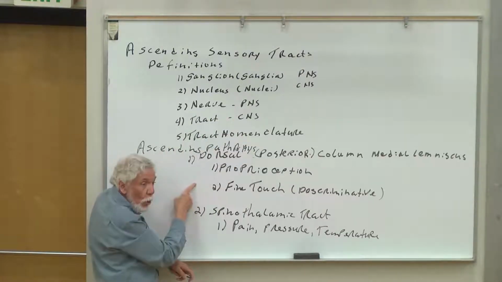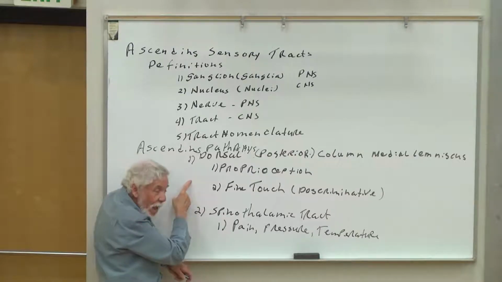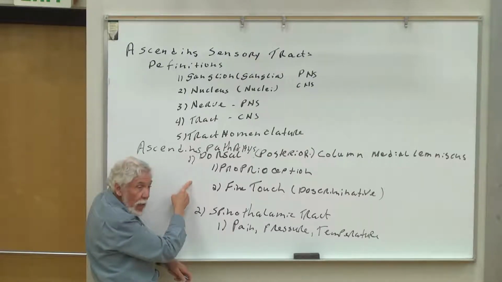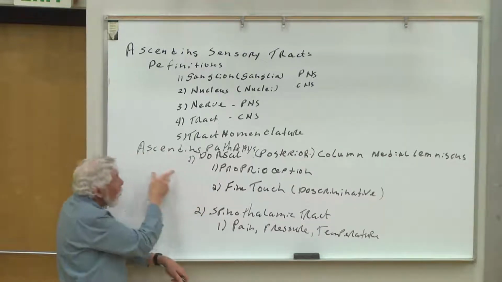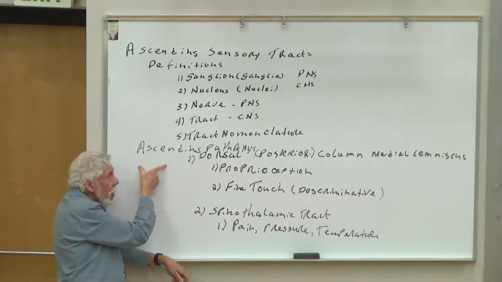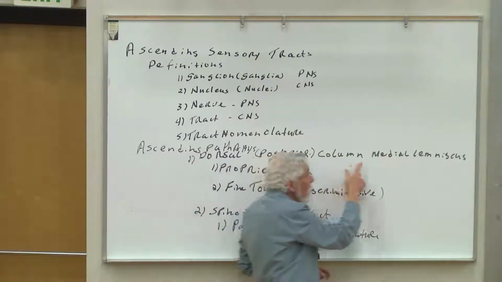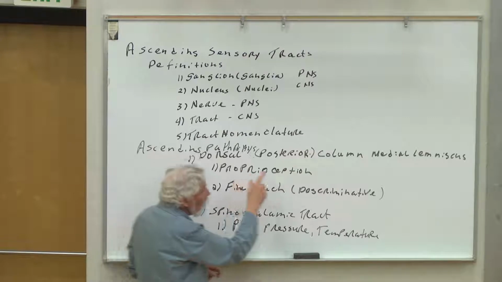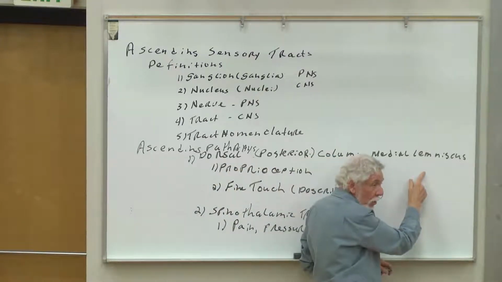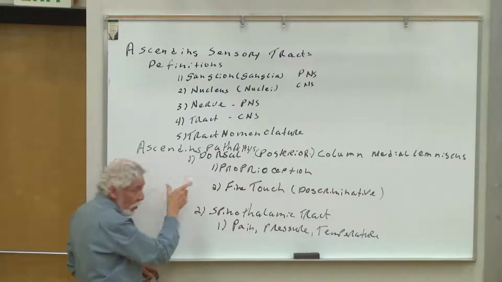We're going to follow those neurons as they go and send their information to the somatosensory cortex. Information about proprioception and fine touch will be carried in this pathway, the dorsal column medial lemniscus, also known as the posterior column medial lemniscus, and we'll draw this pathway.